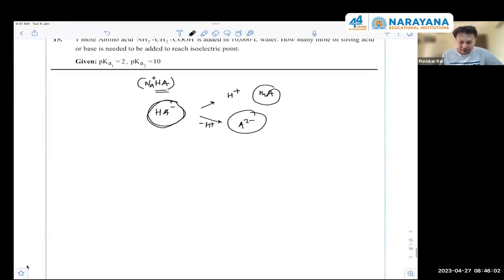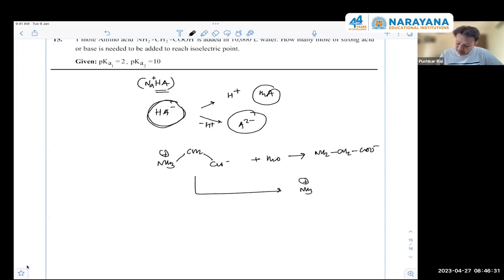Very similar to the amino acid, because you know the amino acid is NH3+, CH2 and COO-. They can react with water and can behave in two manners. It can form NH2, CH2, COO-, and it can also form what? Tell me. It can also form NH3+ CH2 COOH. So this is the anionic form and this is the cationic form.